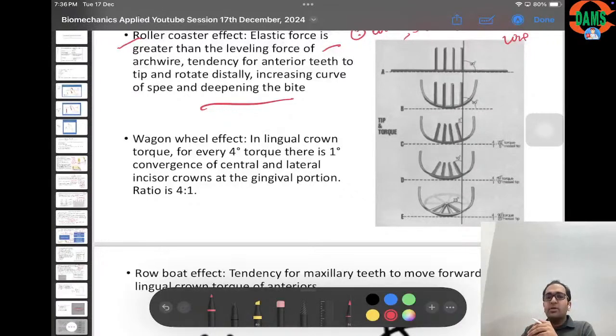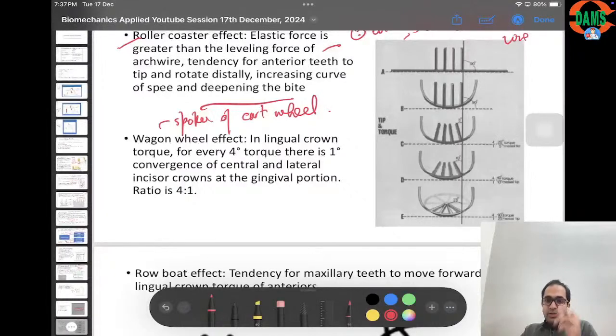Due to the labiolingual movement, the roots of the upper anterior teeth will go lingually, and because of the built-in tip as well, they will converge mesially. So the roots will go lingually and they will also converge mesially. So they look like spokes of the wheel, if you have seen spokes of a cart wheel.